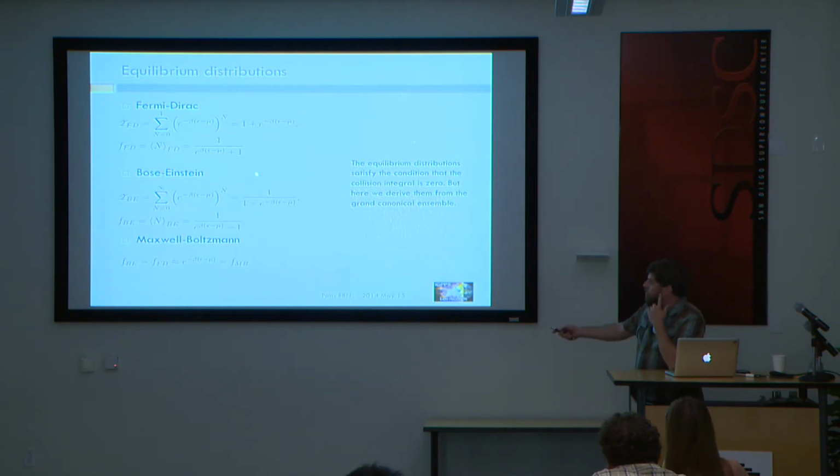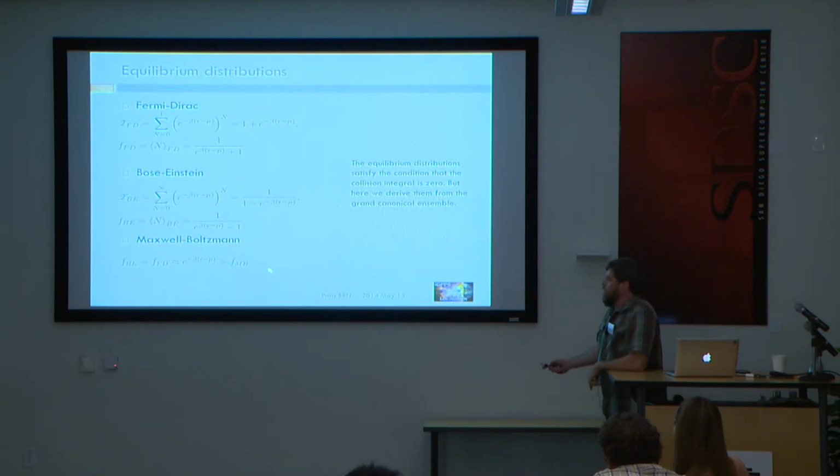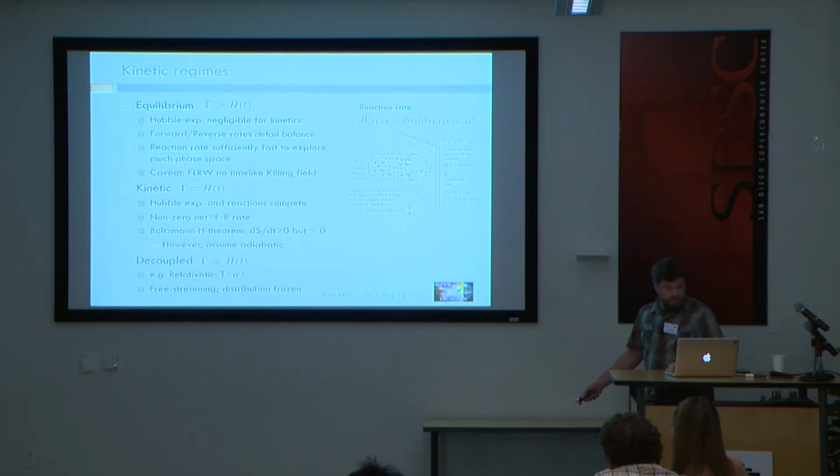So here's the Fermi-Dirac distribution. Just to remind you, this is the equilibrium distribution for particles antisymmetric under exchange of their quantum coordinates. This is the Bose-Einstein distribution. They both have the limit at very high temperatures of the Maxwell-Boltzmann distribution. Just to remind you what that looks like.